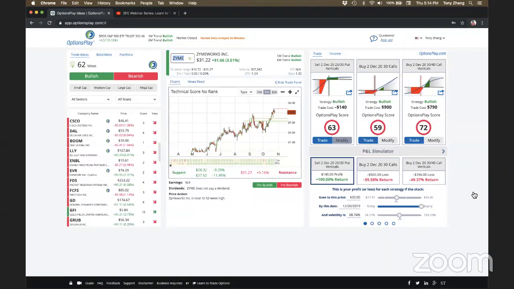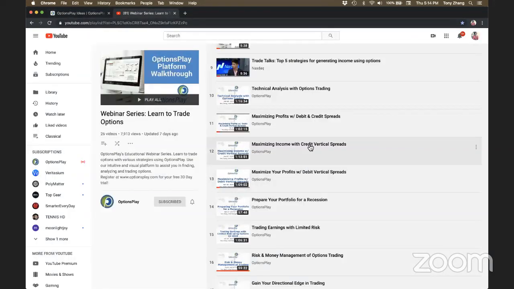Are you using Black-Scholes algo to calculate values? Yes, we're using Black-Scholes to estimate what the future value of an option is prior to expiration. Any tips, S. Roy is asking, any tips on how to select good risk-reward ratio in credit spreads? So the risk-reward ratio that we find for credit spreads is very simple. You want to collect 1/3 of the width of the spread. That is the golden ratio of a credit spread. So again, if you want to learn more about that, I highly recommend you to take a look at our video on maximizing income with credit vertical spreads.